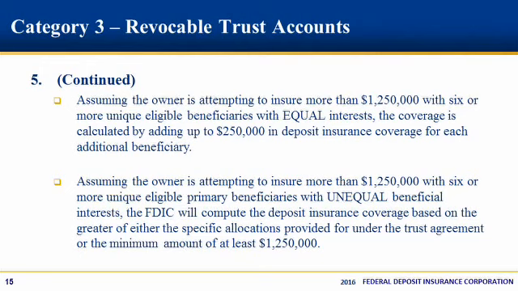If, however, the owner is attempting to insure more than $1,250,000 with 6 or more unique eligible beneficiaries with unequal beneficial interests, the FDIC will compute the deposit insurance coverage based on the greater of either the specific allocations provided for under the agreement up to $250,000 per beneficiary, or the minimum amount allowed when at least 5 unique beneficiaries are named, which is $1,250,000. I will explain this further in a few moments through some examples.